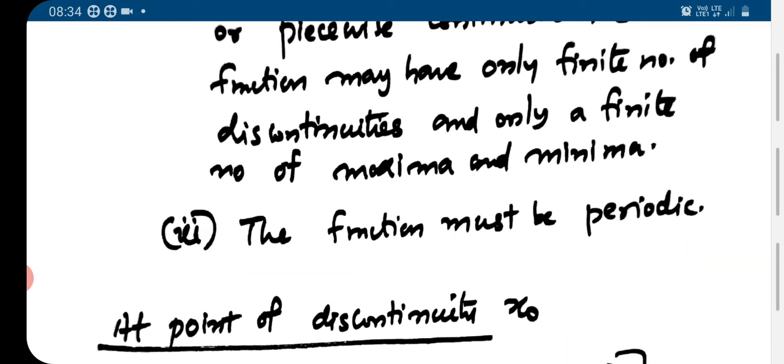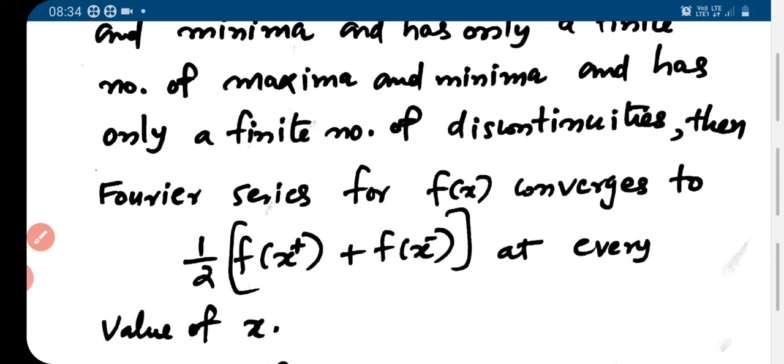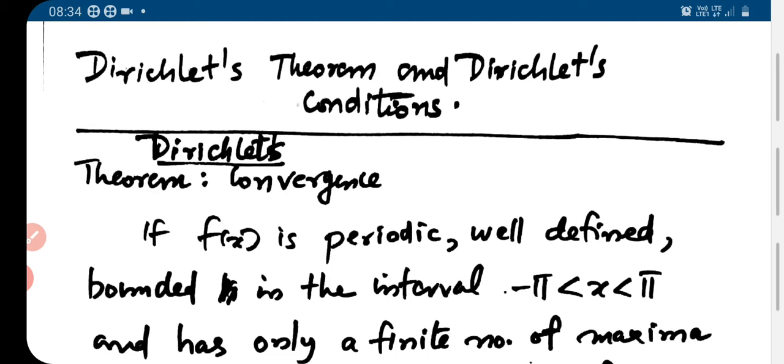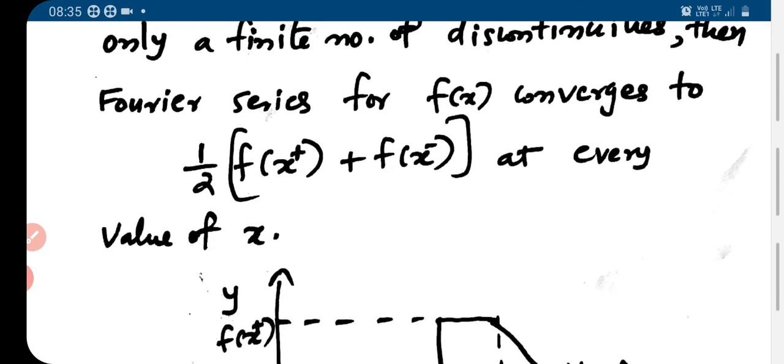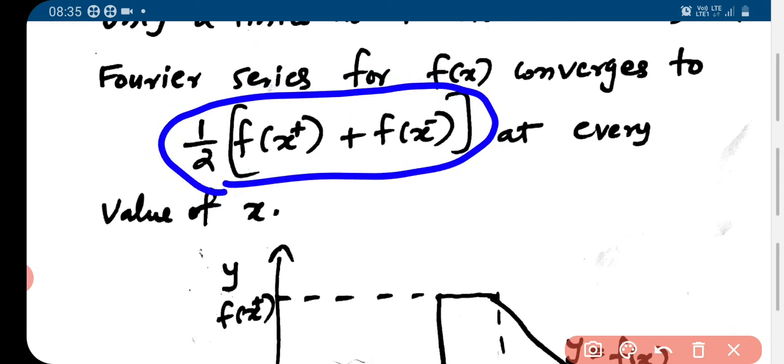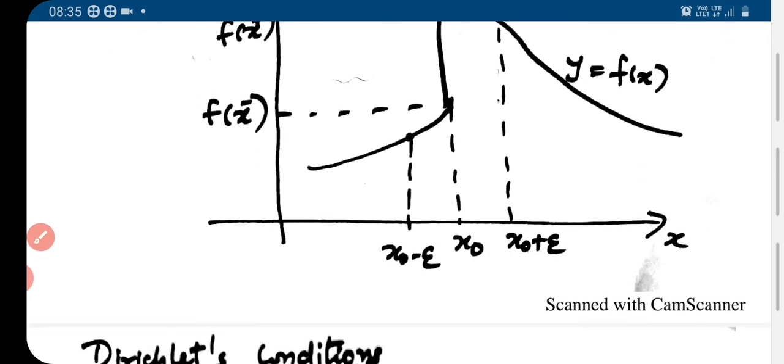So all these things that we have said in the theorem are separately written as Dirichlet's conditions. Dirichlet's theorem deals with the convergence of the Fourier series, where the Fourier series is going to converge. At continuous points, no problem, it converges to f of x, the value of f at x. But at the point of discontinuity, it converges to this value, half of f of x plus plus half of f of x minus. So it's a very simple theorem to understand.